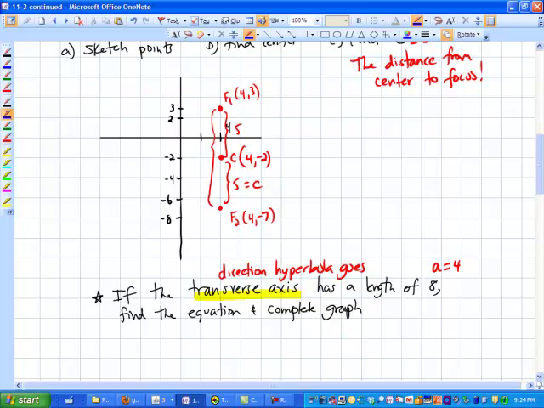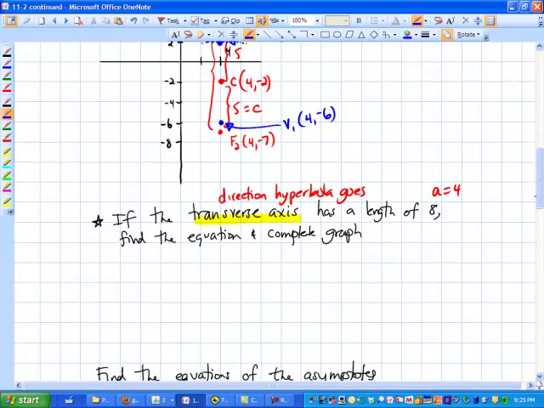So I'm going to use blue for this. I'm going to go up 4, that's a vertex point, and down 4. So my two vertex points are at (4, -6) and (4, 2). Okay, and that's actually the edge of my rectangle of some sort. I've got to figure out what the rest of it is, though. So I've got to find the equation and a complete graph.